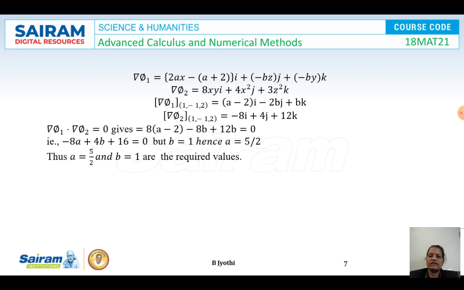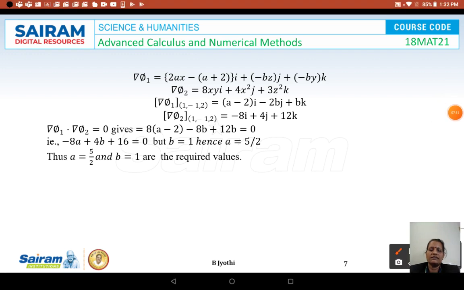So del phi 1 is given by (2ax minus a plus 2) i plus (minus bz) j plus (minus by) k, and del phi 2 is given by 8xy i plus 4x square j plus 3z square k. Now let us find out at the particular point, say (1, minus 1, 2). That gives us for the first one, a minus 2 i minus 2 by j plus b k. The second one, del phi 2 at the point, will be given as minus 8i plus 4j plus 12k.